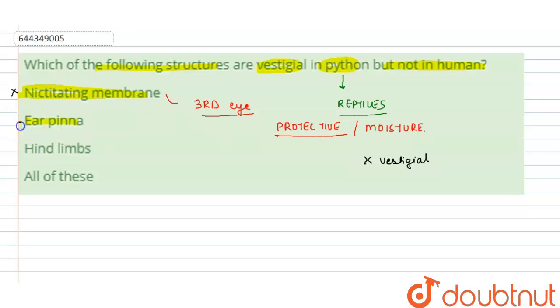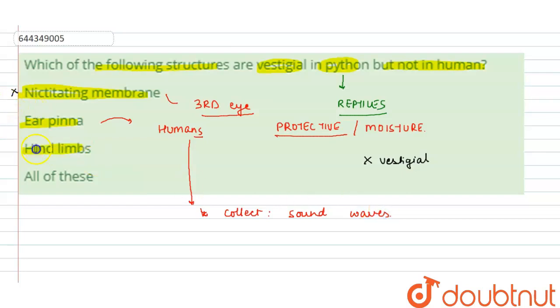Next is the ear pinna. Ear pinna is absent in the case of reptiles, but it is present in human beings, and it is not vestigial. The function of the ear pinna is to collect the sound waves, plus it provides the balance.